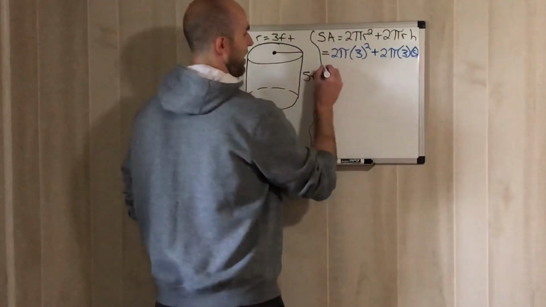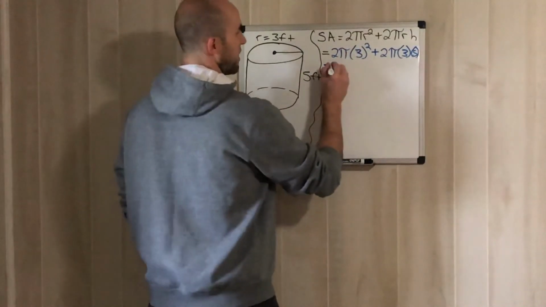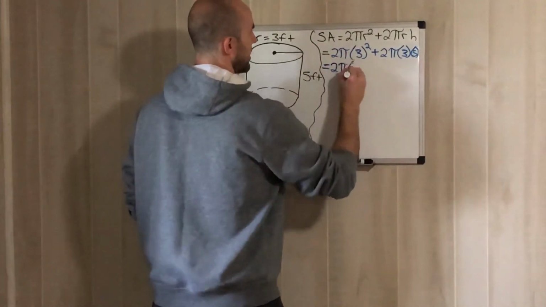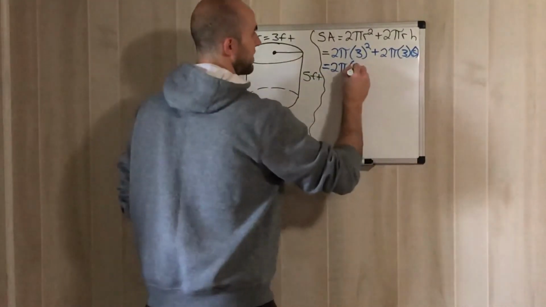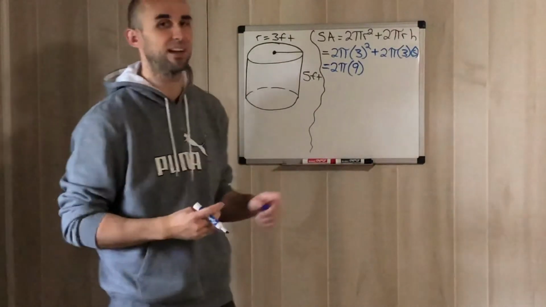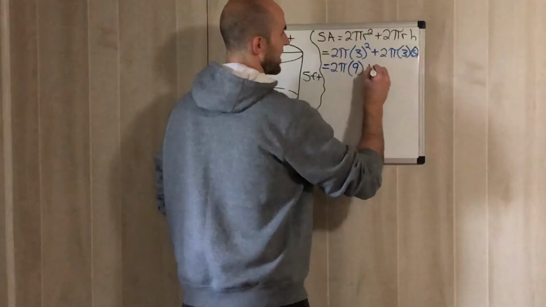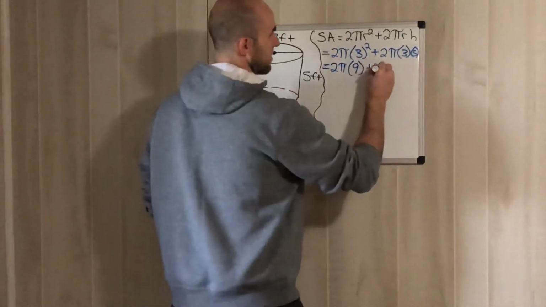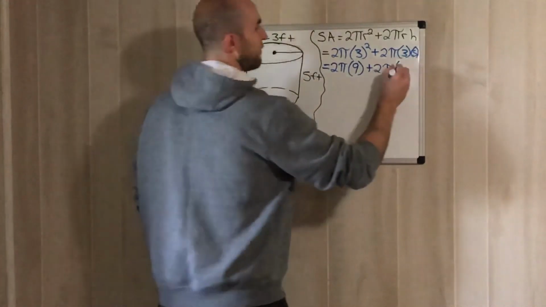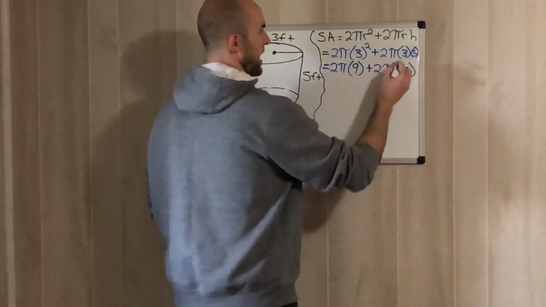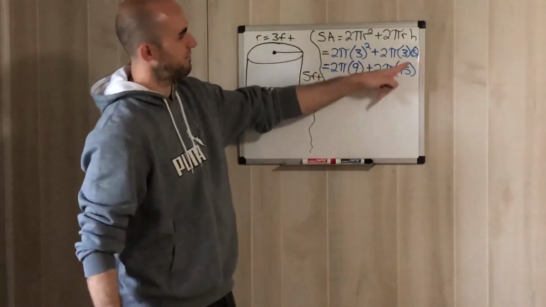Now it's just simplifying like we did before. Let's do the exponent before anything else. We know it's going to be 2 pi, and 3 squared, 3 times 3, gives you 9. Again, it's 3 times 3, not 3 times 2. Now the second part is going to be 2 pi, and we multiply 3 times 5, which is 15. So the first part is done: 3 squared was 9, and 3 times 5 was 15.